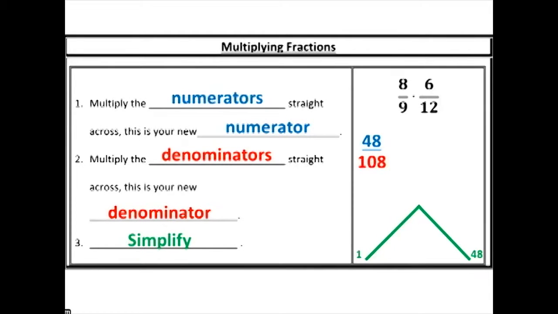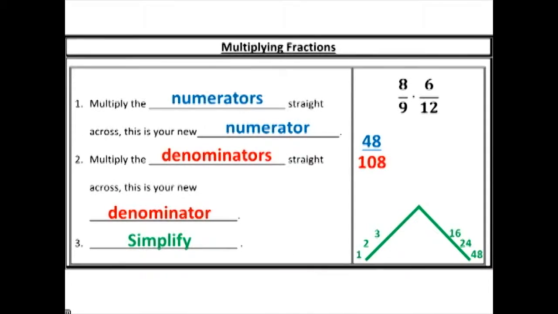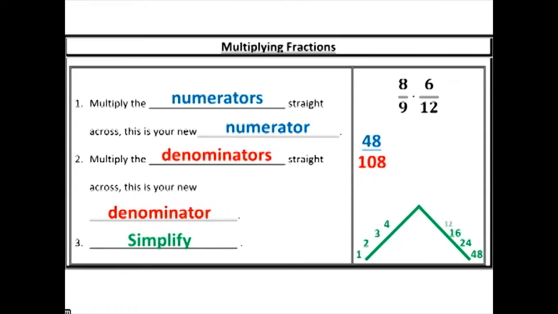1, 2, 3, 4, in order. Check each factor. If you plug it into your calculator and it divides to a whole number, it's a factor. For example, 48 divided by 2 gives me 24. So 2 and 24 are both factors. 48 divided by 3 gives me 16. 3 and 16 are both factors. 48 divided by 4 is 12.